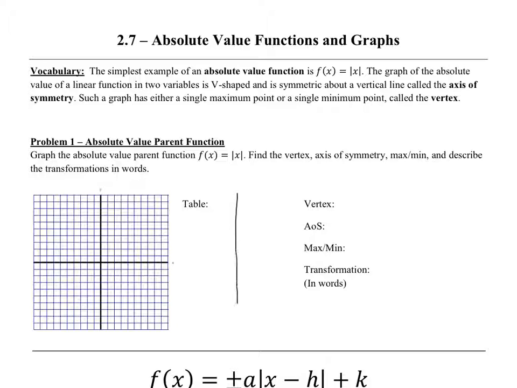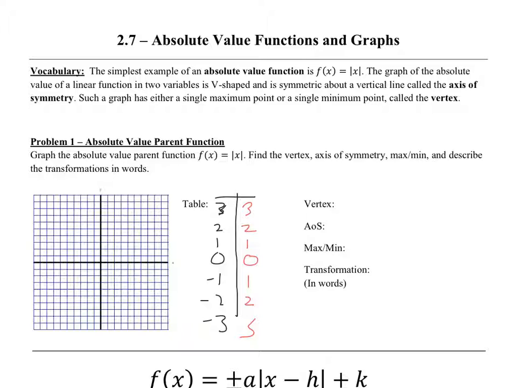First we're going to make a table. On this table, I'm going to put 0 in the middle, and I'm going to evaluate 1, 2, 3, and -1, -2, -3. If I plug 3 into this equation, the absolute value of 3 is 3. The absolute value of 2 is 2, of 1 is 1, of 0 is 0. If I plug in -1, the absolute value of -1 is 1. Absolute value of -2 is 2, and absolute value of -3 is 3.